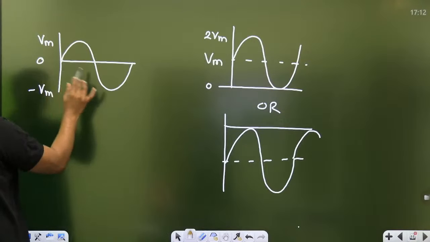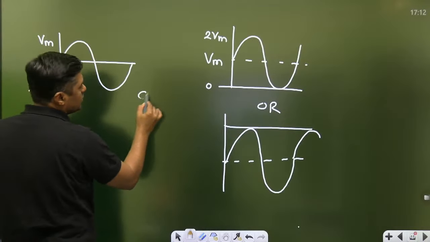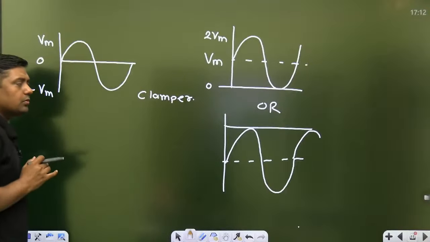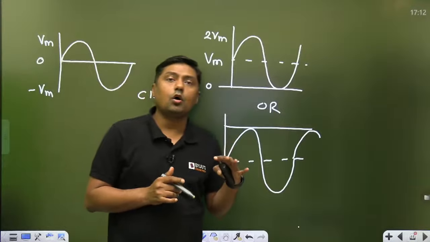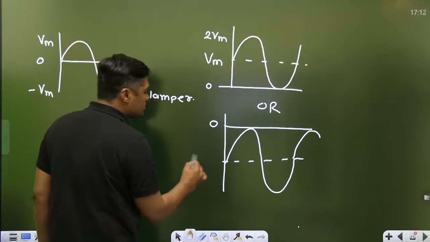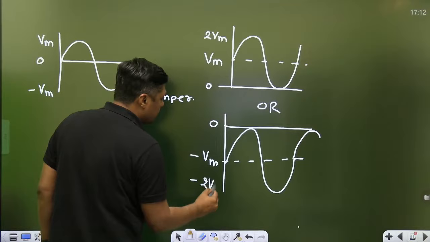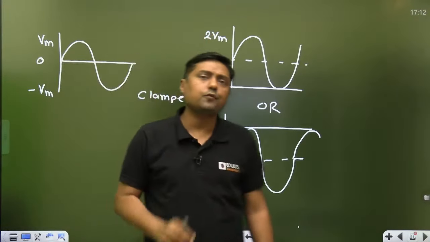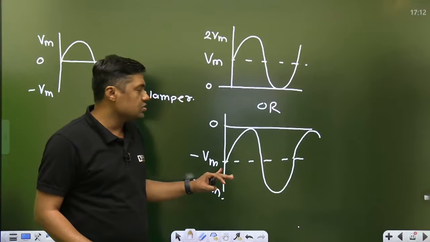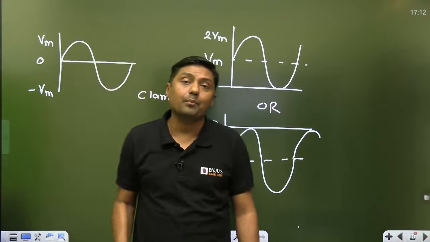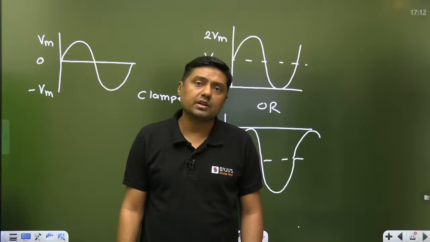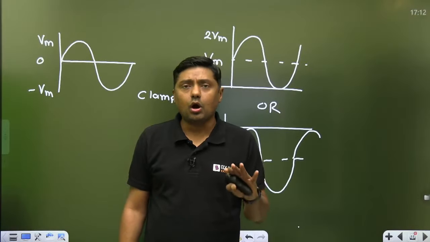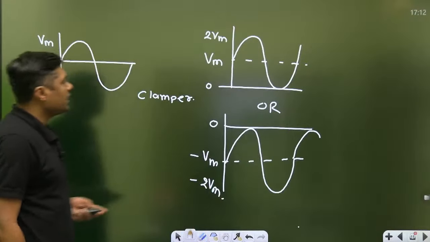When we are passing this signal through a clamper circuit, it will not change the shape of the input. Simply, it will change the DC level of the input. So this is the 0, this is minus Vm and that is minus 2 Vm. Okay, so if this is the output, then that circuit is called positive clamper, and if this is the output, then it is called negative clamper. So there are 2 types of clamper circuit. This is also called DC inserter, DC translator or DC restorer. Okay, so that is about the clamper.